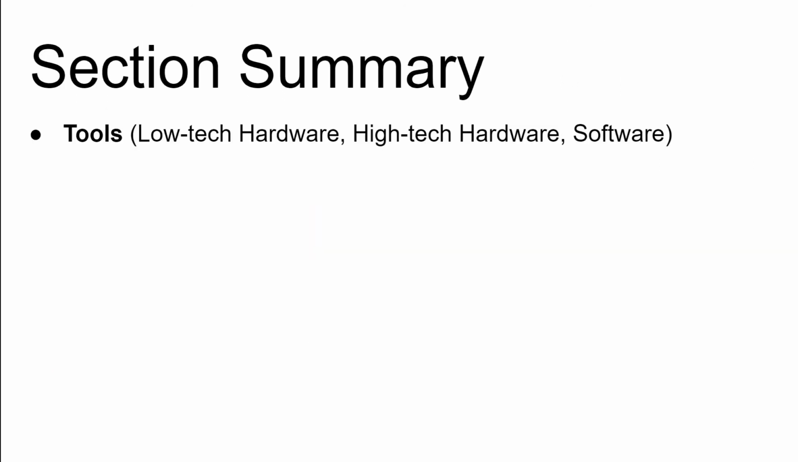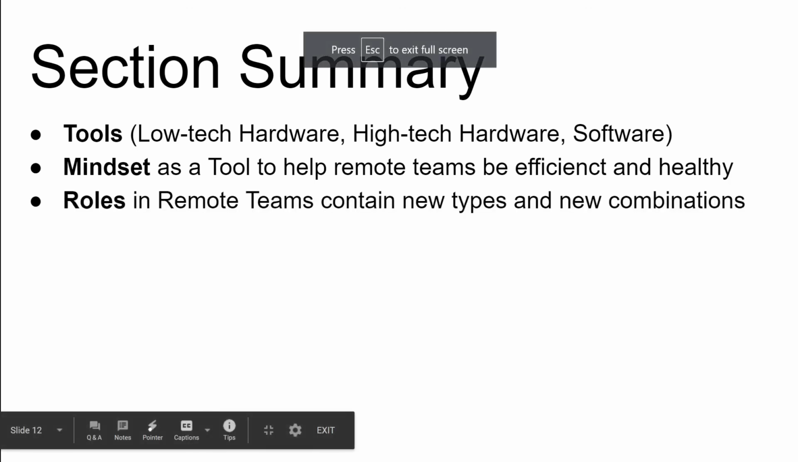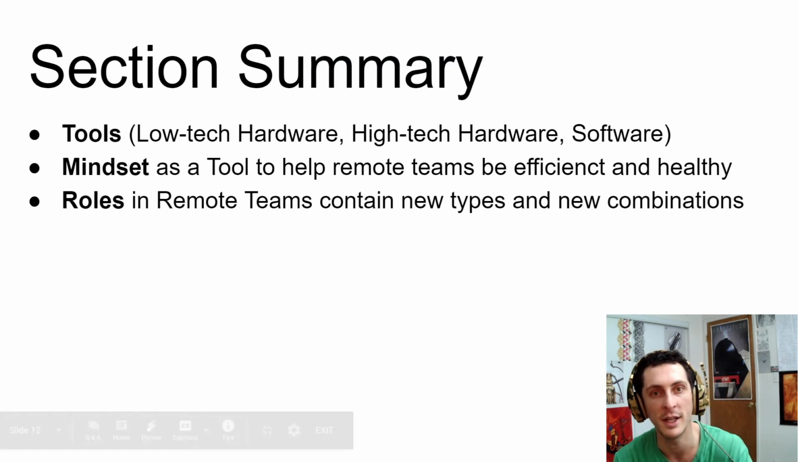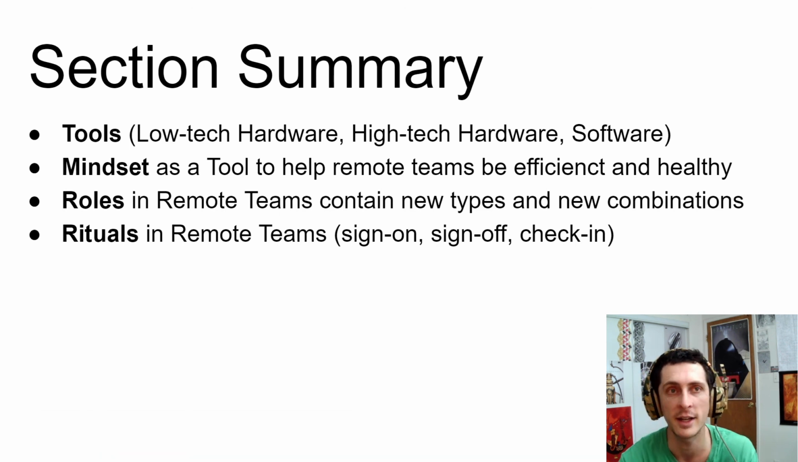Let's summarize what we learned in this section. We talked about tools. We talked about low-tech hardware, high-tech hardware, and software. We talked about mindset as a tool to help remote teams be efficient and healthy. We talked about roles in remote teams, how they contain new types and new combinations of tasks. We talked about rituals in remote teams, such as sign-on, sign-off, and check-in.